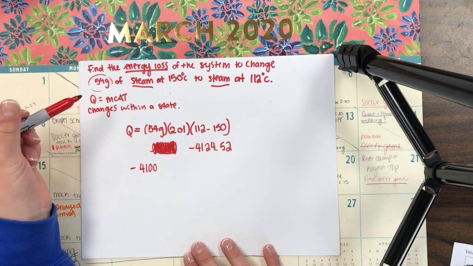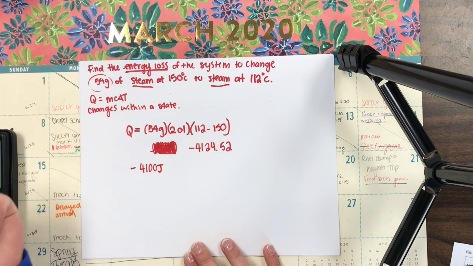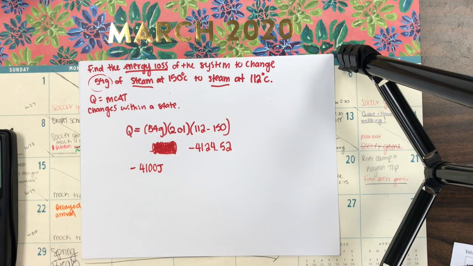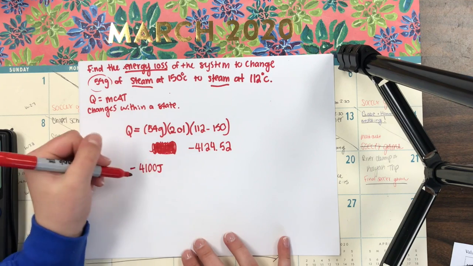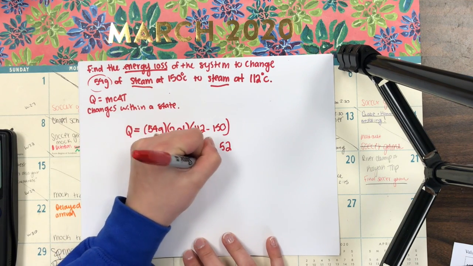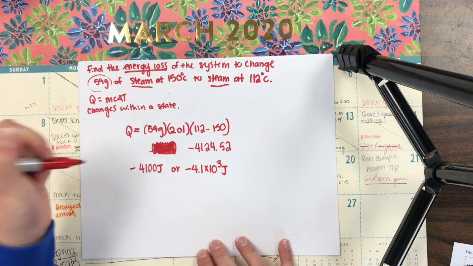And remember my units for this, because we're looking for change in energy, this is going to be in joules because that's how it comes out of the equation. If I needed to convert it later for whatever reason, I could, but it comes out of the equation in joules. So I can write it like that, or I can do negative 4.1 times 10 to the third. Both of those would be correct as long as you put the correct units on there.